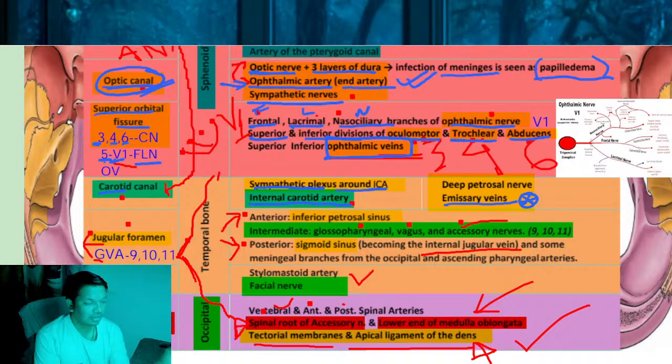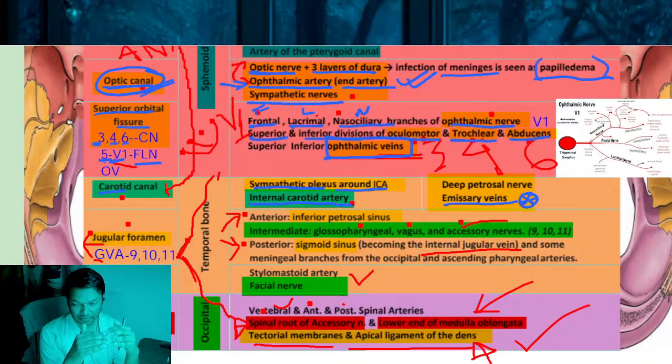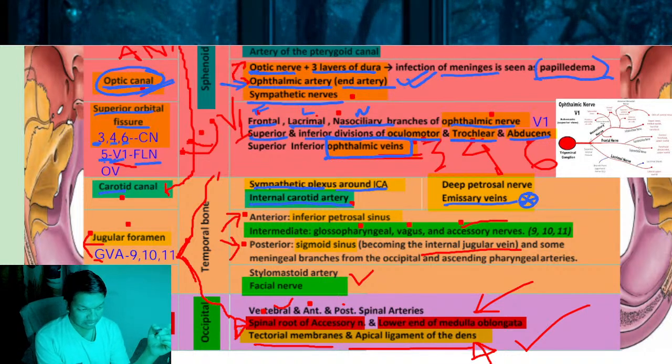Emissary veins are valveless, connecting to the dural venous sinuses. Normally veins have a valve, which prevents backflow of blood. But emissary veins are valveless and they can easily transmit infection from outside of the skull to inside. That's why they are dangerous. We will get it in part B. There are details about this.